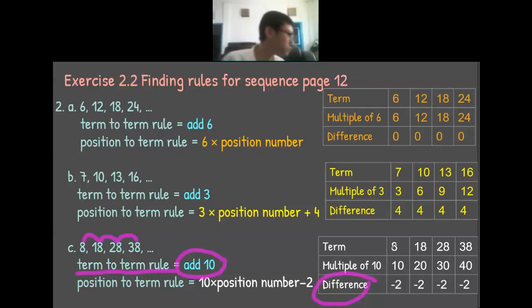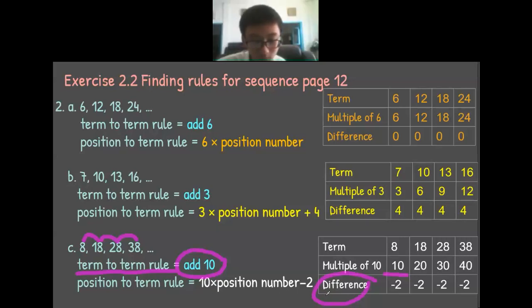So for question 2C, the terms are already given: 8, 18, 28, and 38. I already found the term-to-term rule, which is add 10. So if I make a table, later I will have the multiples of 10. After I find the multiples of 10, I need to find the difference. To find the difference, you do 8 minus 10, 18 minus 20, 28 minus 30, 38 minus 40. So here I get the difference is equal to negative 2. So later, the position-to-term rule will be 10 times position number minus 2.